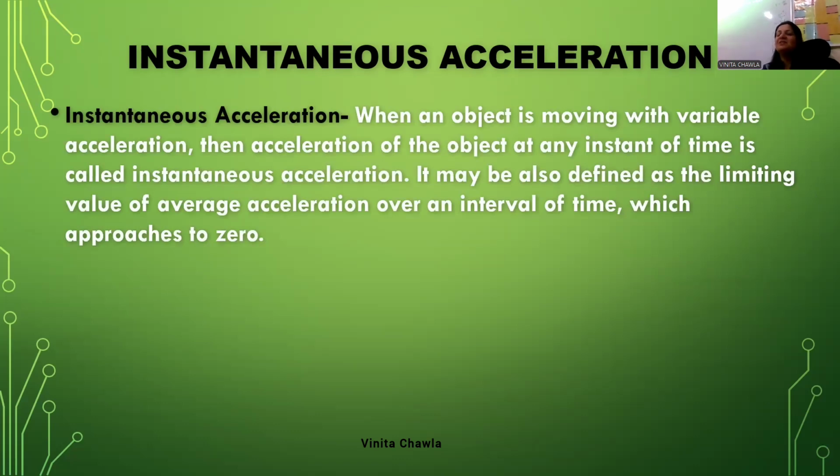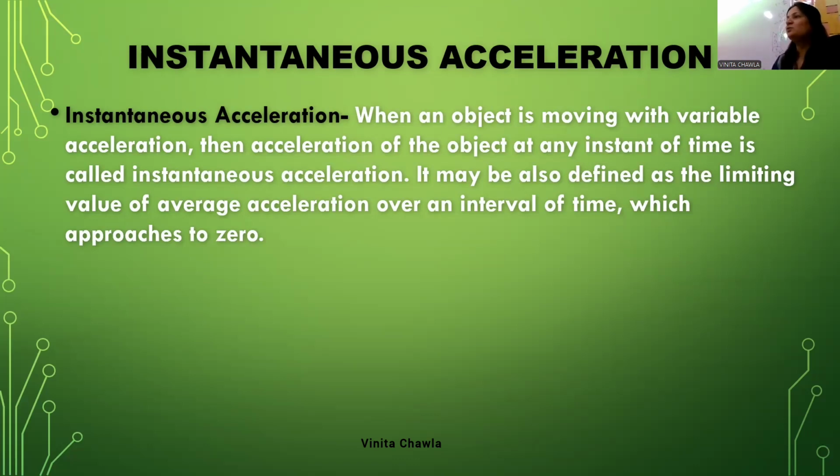The instantaneous acceleration, if an object is moving with variable acceleration. Variable acceleration means non-uniform. Then the acceleration of the object at any instant is called instantaneous acceleration. It may also be defined as limiting value of average acceleration over an interval of time which approaches 0. So we limit the average acceleration. How do we find average acceleration? Delta v by delta t.